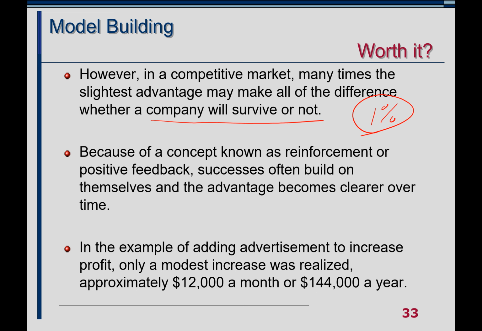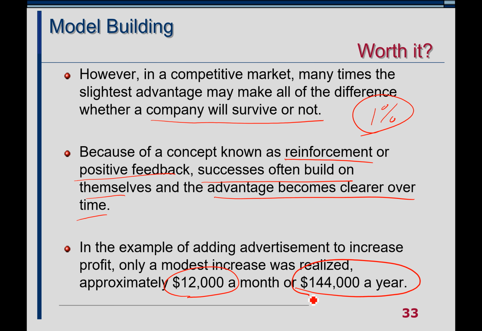But most of the time, there's actually a law in economics called the law of one price, that all things being equal, products will sell for the same price. And if they don't, then one product wins by an overwhelming majority, because it's just the way human minds work. Because of a concept known as reinforcement or positive feedback, successes often build on themselves and the advantage becomes clear over time. So, in the example of adding advertisement to increase profit, only a modest increase was realized, basically about $12,000 a month or $144,000 a year.